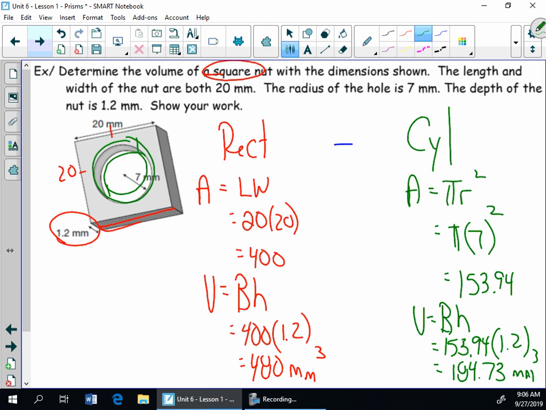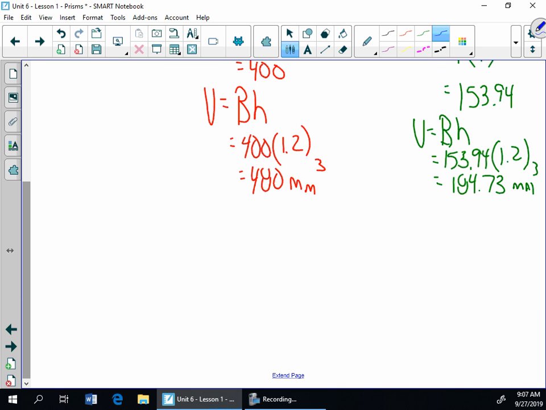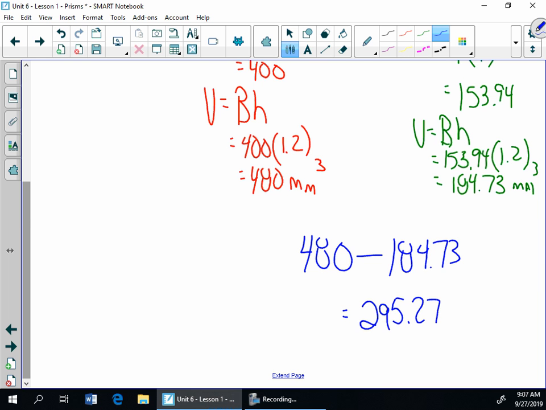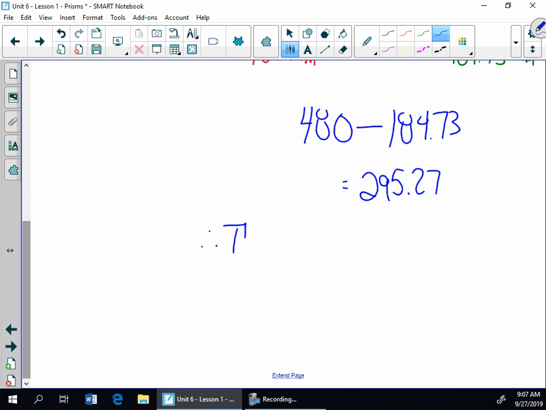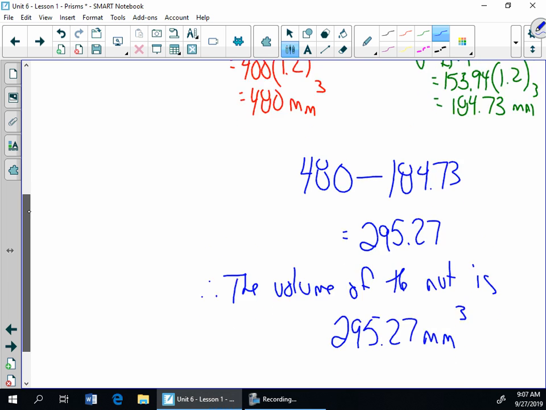But remember, we're actually missing the space in the nut, right? The volume of the overall shape is the 480, and we're taking away, we're cutting out that middle piece. It's blank, it's empty. So what do we get for that? I got 295.27. Okay, the volume of the nut, that's a word problem. Volume of the nut is 295.27 millimeters cubed.